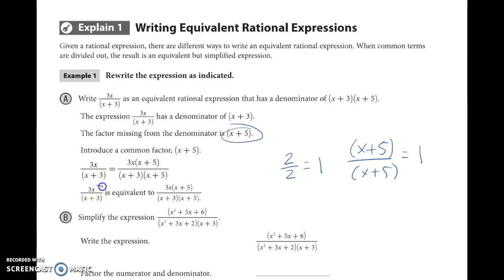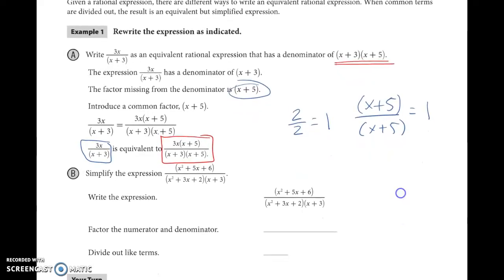So now this original expression is equivalent to this because I could reduce these out, but that would kind of defeat the purpose of what I want. What I want is the denominator to be x plus 3, x plus 5, and now it is. So this is now the equivalent one with that denominator that we wanted. So let's see if we can do part B. It says simplify the expression. Doesn't say to rewrite the denominator. So let's just see if we can simplify.